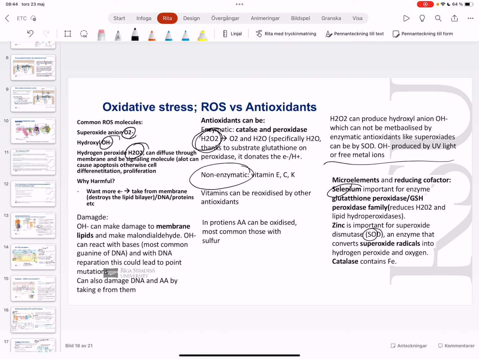Oh yeah, I haven't talked about that. But superoxide dismutase is an antioxidant that will neutralize superoxides. And catalase will contain iron. So we said that enzymatic antioxidants are catalase and peroxidase, and catalase will have iron.